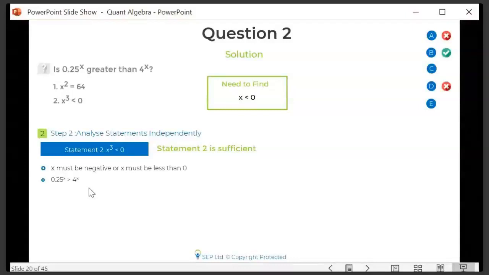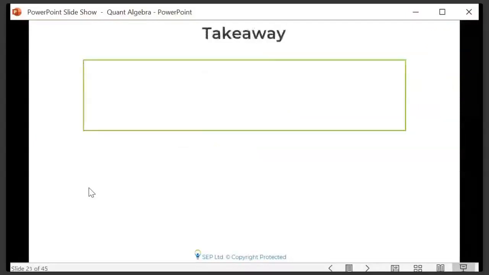So I hope you have appreciated the process of simplification. Those of you who do not do this simplification may end up marking the answer as C. What you may end up doing is you'll see that in statement 1, you're getting 8 and minus 8. From statement 2, you'll see that you're getting less than 0. And then you may combine both of them to say that x is equal to minus 8. This is a mistake people make if they don't do any pre-analysis.